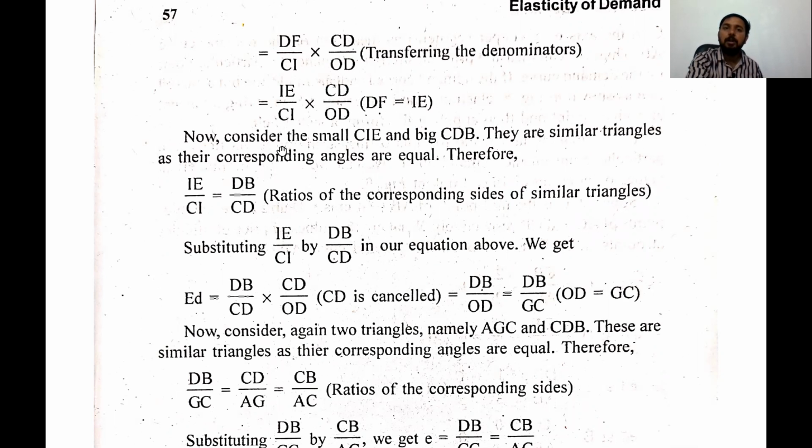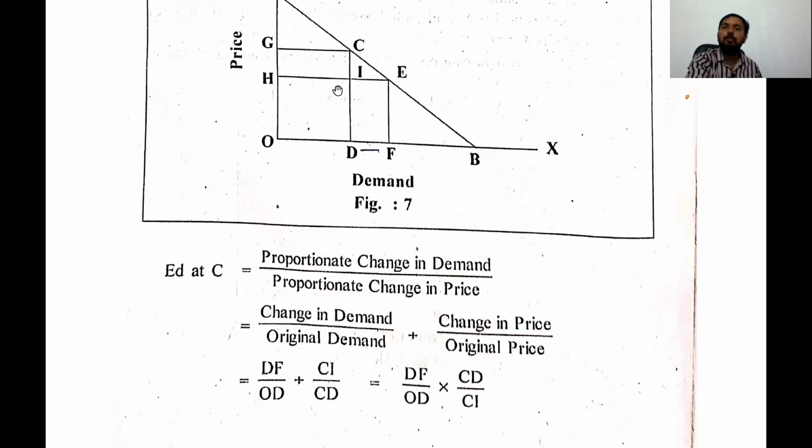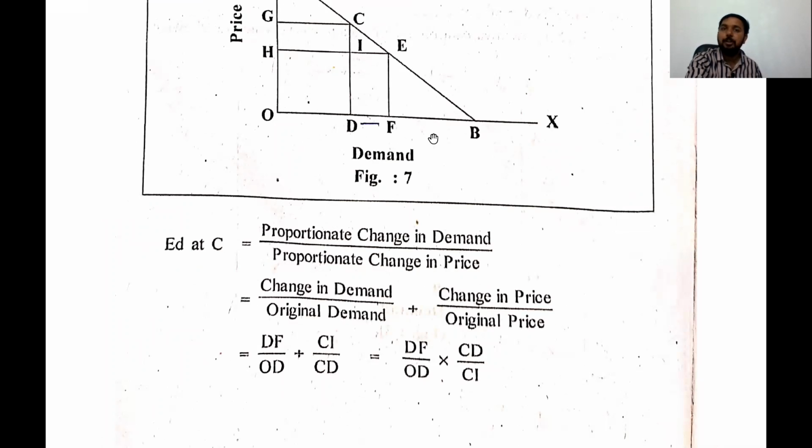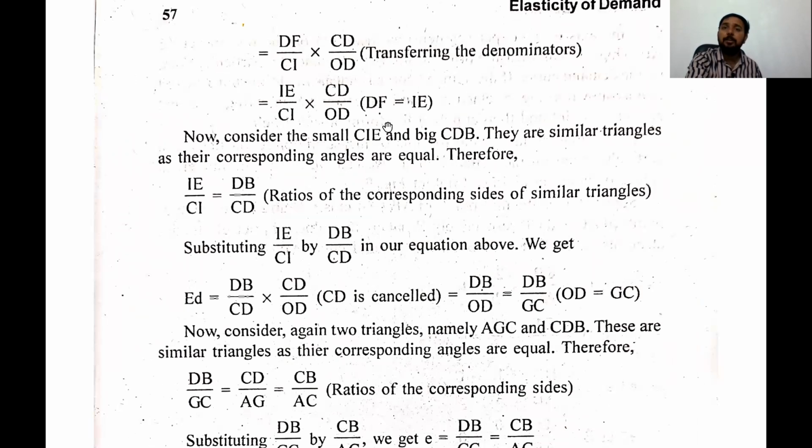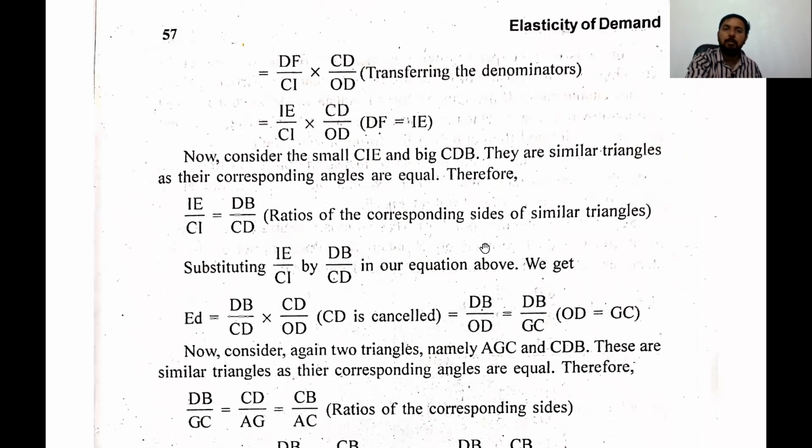DF is IE. Now consider the small triangle CIE and the big triangle CDB. They are similar triangles as their corresponding angles are equal. You need to focus on this graph to understand what IE and CI are, and by using these symbols you will get the price elasticity of demand. Therefore, IE divided by CI equals DB divided by CD, the ratio of corresponding sides of similar triangles.